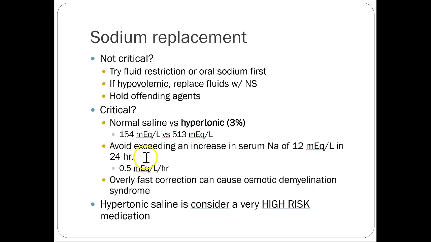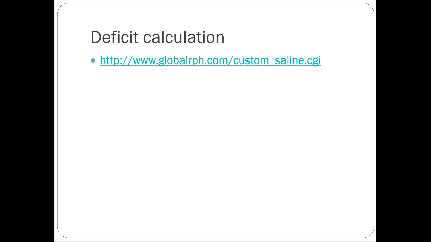The general recommendation is you want to avoid exceeding a rise in serum sodium of 12 milliequivalents per liter in 24 hours. So that's sort of the rate you want to look at. If you start replacing with hypertonic, you recheck their sodium and it's gone up by like 5 in an hour, that's probably too fast. You might want to ratchet it down a little bit. And again, I just can't stress this enough. This is something that we give regularly, but you have to do the correct monitoring and you have to watch it carefully.